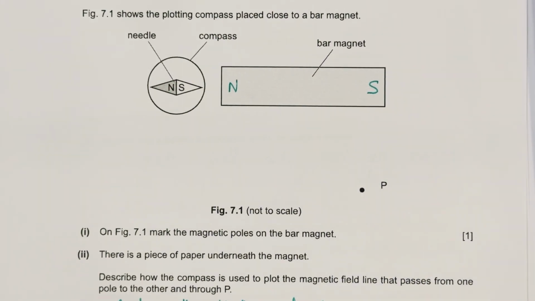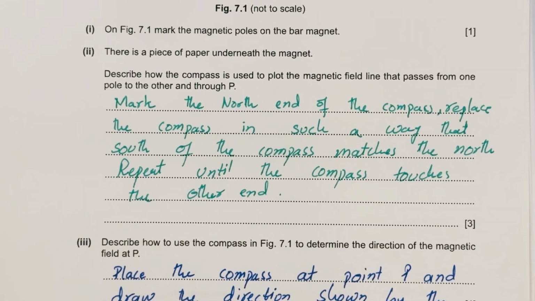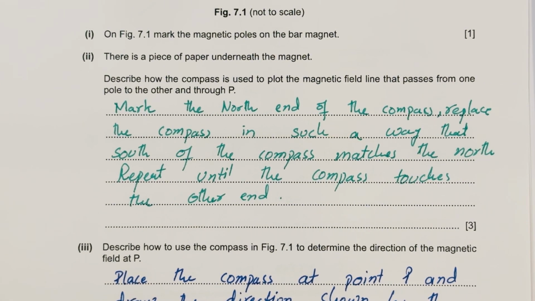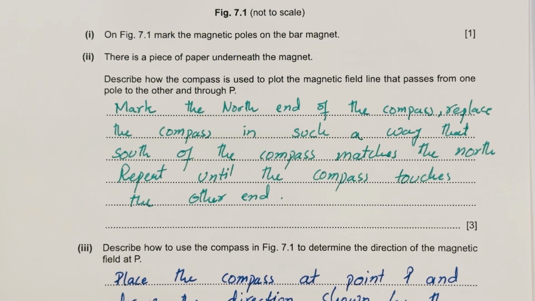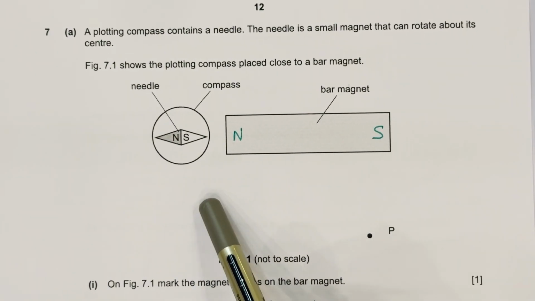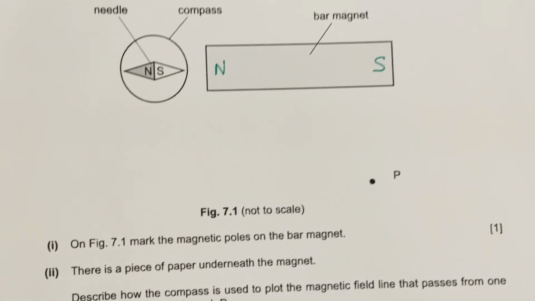until you reach the other end. So it would be like that. Mark the north end of the compass. Replace the compass in such a way that the south of the compass matches the north. Repeat until the compass touches the other end. It means that you need to put the compass over here, until you reach the other direction.